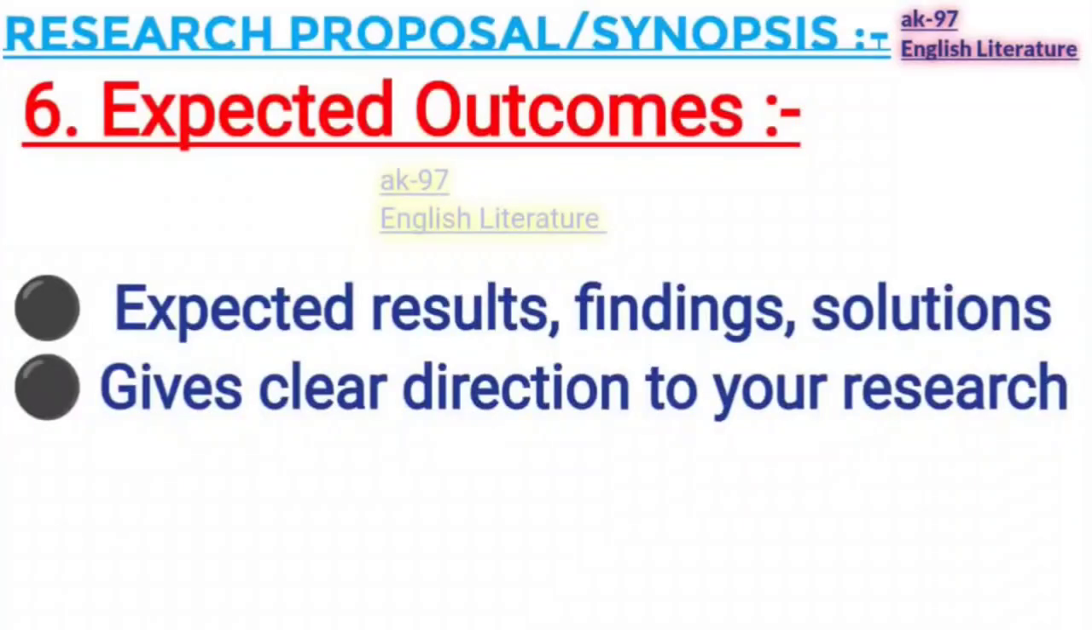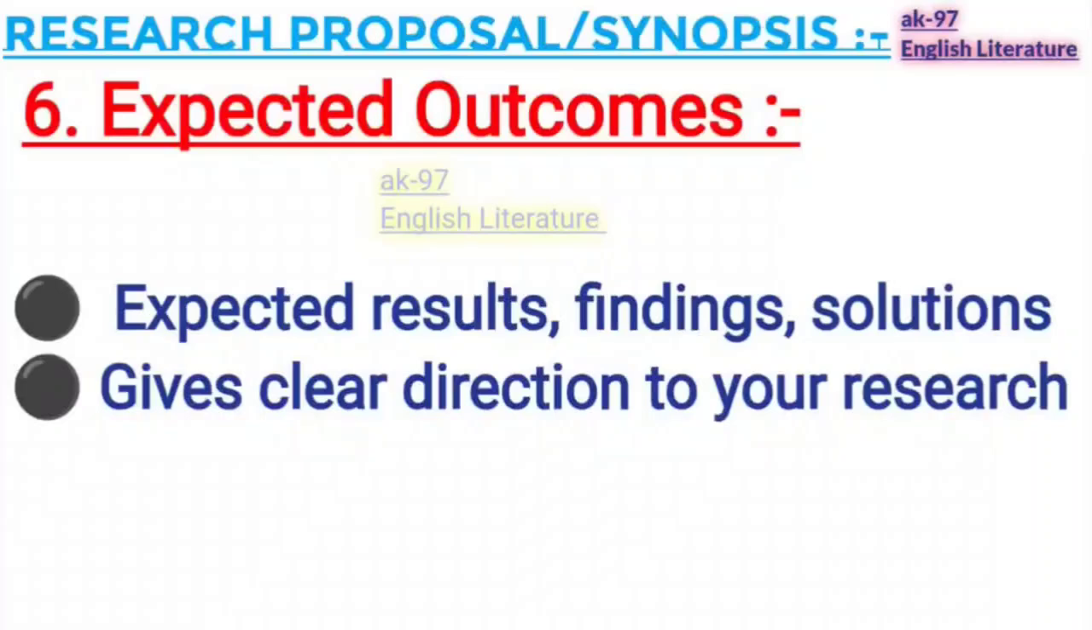And another important part in writing a research proposal or a synopsis is expected outcomes. Expected outcomes are nothing but the expected results, findings, or solutions. These are the anticipated results that we are going to achieve. And expected outcomes give the information about what the researcher hopes to achieve with his or her research. Here you are going to mention expected outcomes or expected results and expected solutions to your objectives or to your research question.